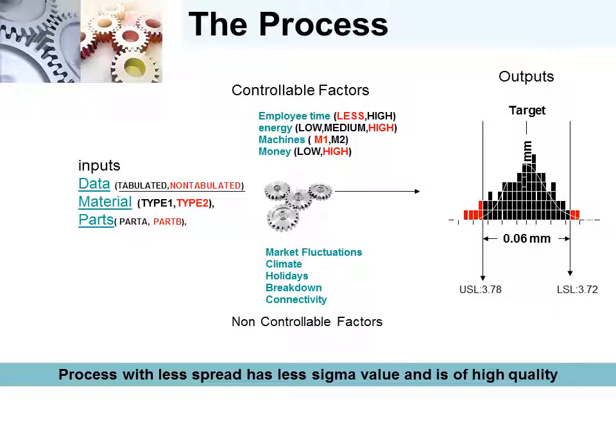Now have a look at the controllable factors. You notice that each of the factors are further broken down into levels. For example, machines are broken as machine 1 and 2. The employee time is broken as high and low employee time. Similarly, the input factors are also broken based on the different levels at which they operate.